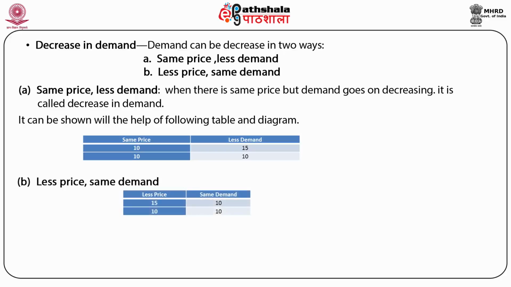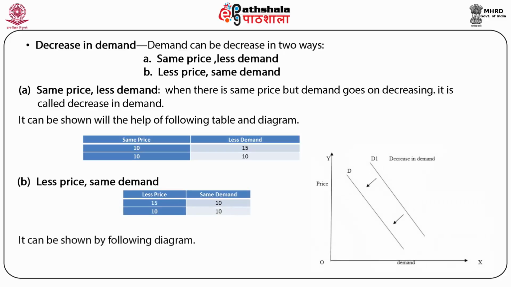Less price, same demand. As it is shown in the table, as price goes down, that is 15 to 10, its demand is the same, that is 10 units. It is also shown by the following diagram. In the x-axis we take demand and in the y-axis we take price.